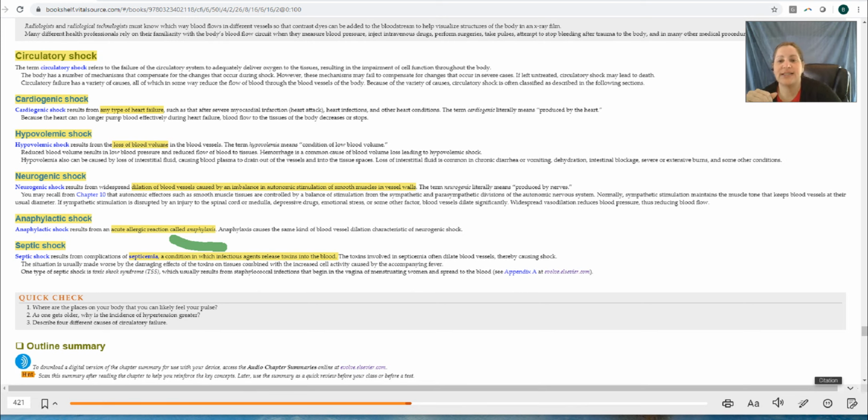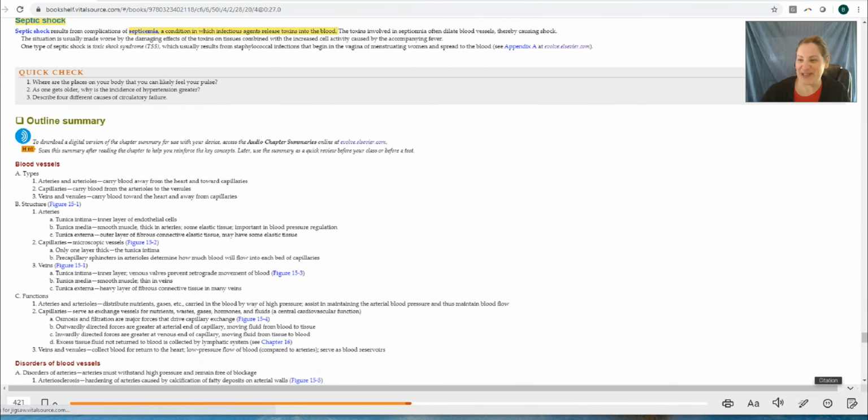The last one is septic shock, also known as septicemia, which is blood poisoning. Could be toxic shock syndrome or other infections in the blood. So now the heart's fine, the brain's fine, but it's an infection in the blood that's the problem. Okay. That's your chapter. So let's do your takeaways.